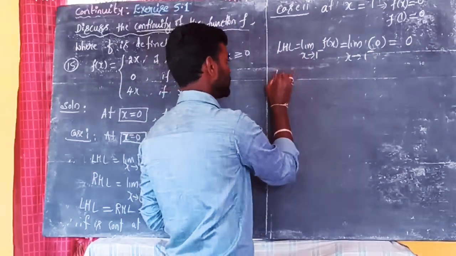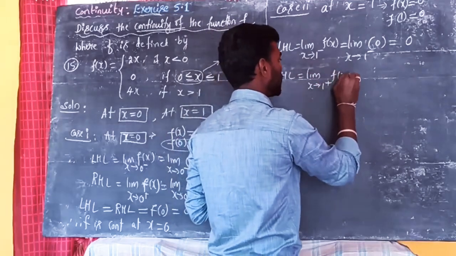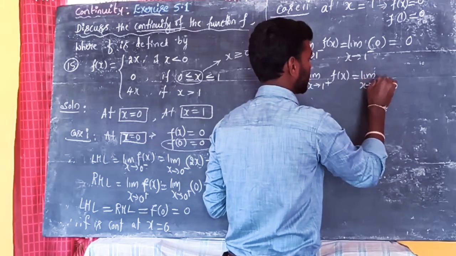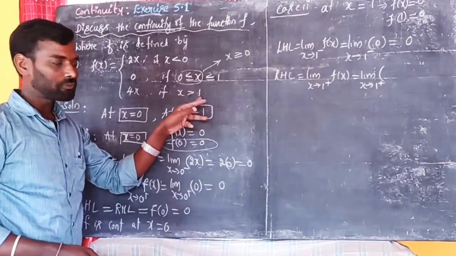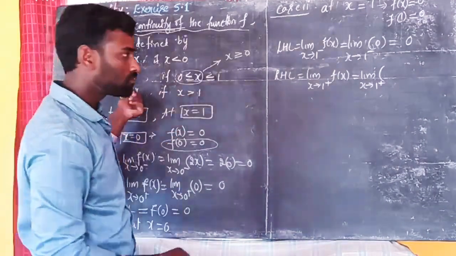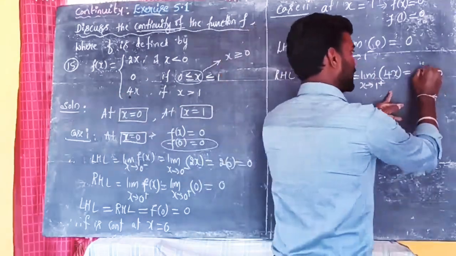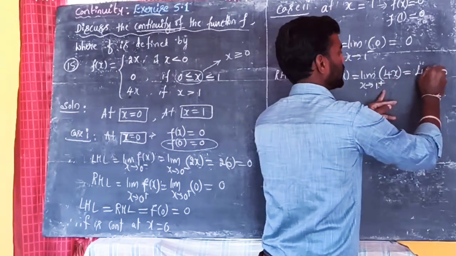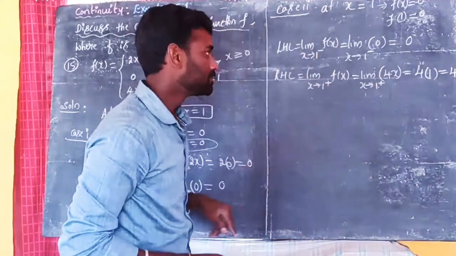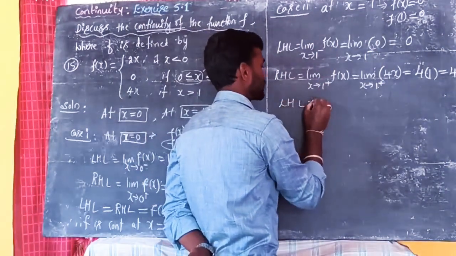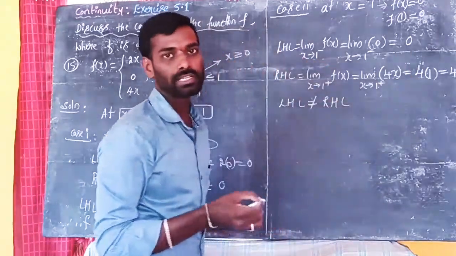Now next, RHL is equal to the limit as x tends to 1 plus of f of x. That means the function which is greater than 1. The function which is greater than 1 is 4x. Now apply the limit. If you apply the limit, you will get 4 into 1, in place of x you write 1, which is equal to 4. Now check whether LHL is equal to RHL or not. LHL is 0, RHL is 4. So LHL is not equal to RHL.